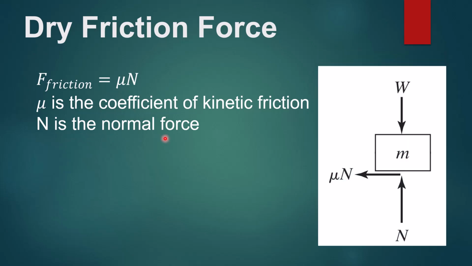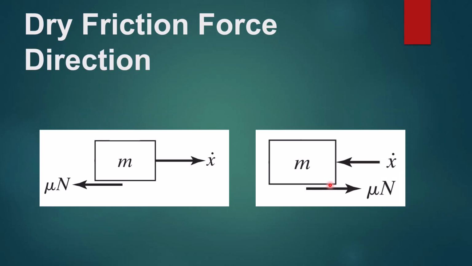N is the normal force. If you look at this free body diagram, you can see that when you have a mass m, there is a weight force downward, and it is cancelled by a normal force upward. So N is equal to W in this system. The normal force is equal to the weight, which is mg, and the friction force is equal to mu times N. So N is equal to mg, and the friction force is mg times the coefficient of kinetic friction. But how about the direction of this friction force?